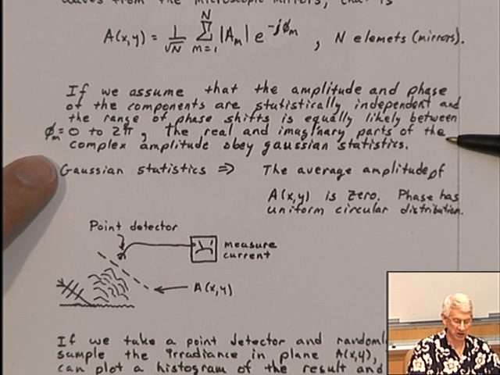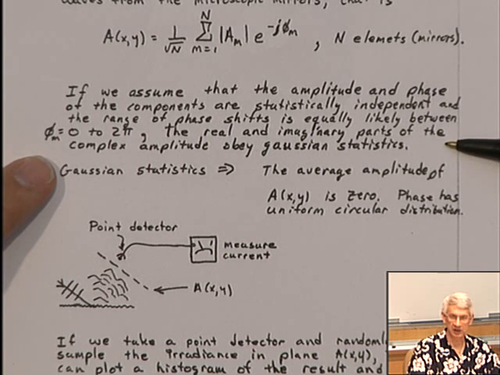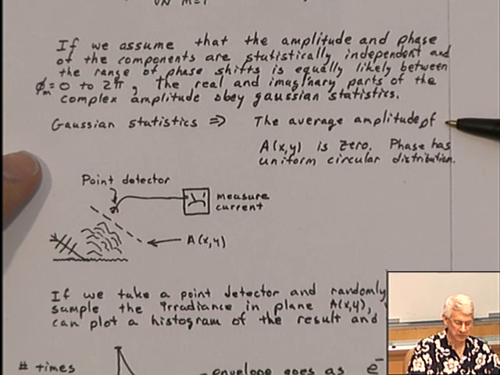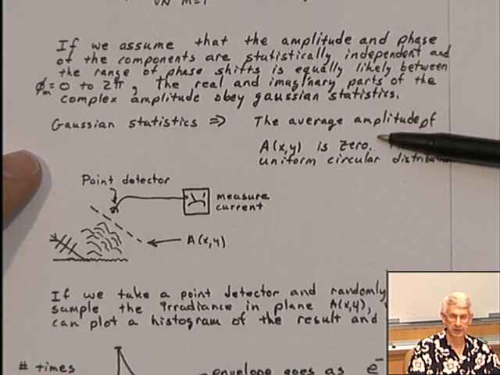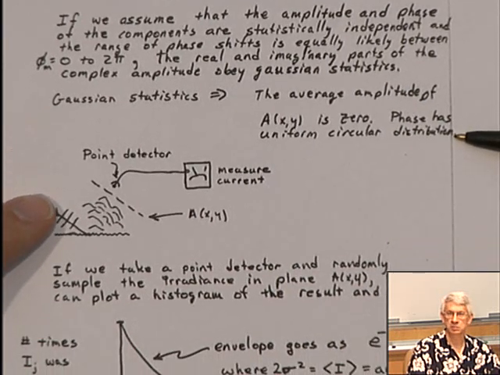Now it turns out that under those conditions, if you've had a course in optical statistics, you know that the real and imaginary parts of that complex reflected wave obey Gaussian statistics. Now, the Gaussian statistics imply that the average amplitude of that reflected wave is 0 if the phase goes between 0 and 2 pi, and the phase has a uniform circular distribution.